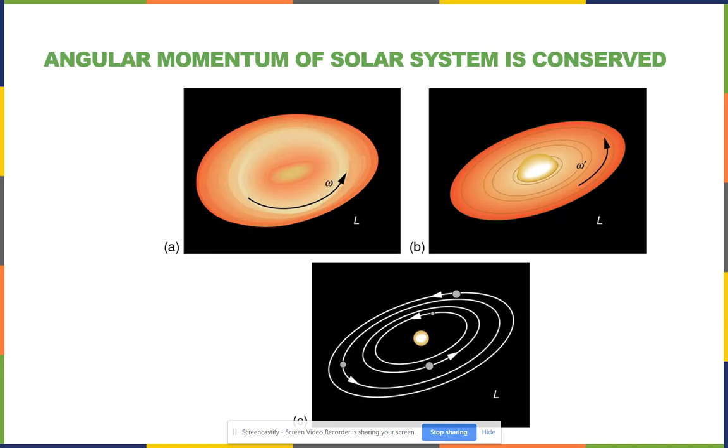Now remember for the test, centripetal force is never a force you put on your free body diagram. The reason being, centripetal force is mass times acceleration. It's the net force. It's what you get when you add up all the forces on the free body diagram. It's not a force on the free body diagram.